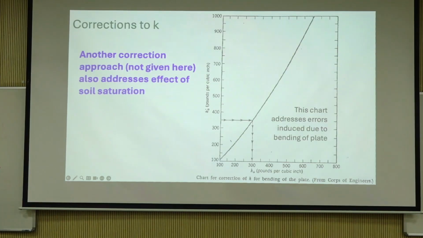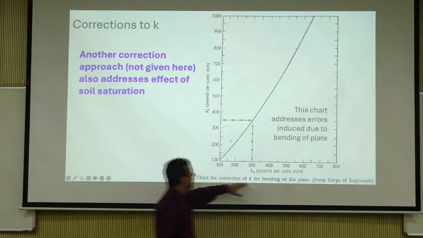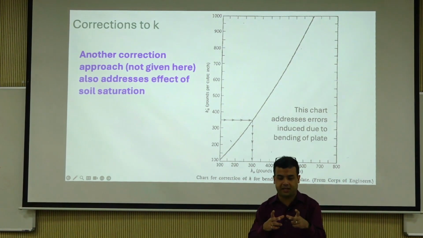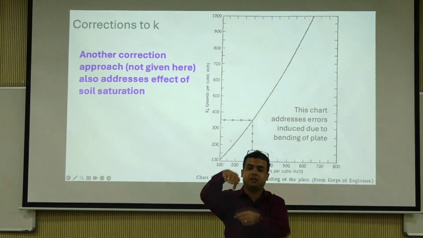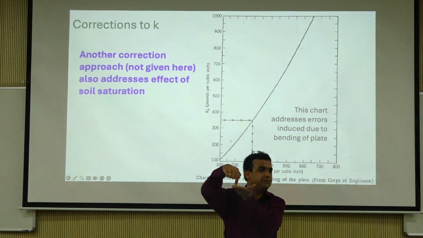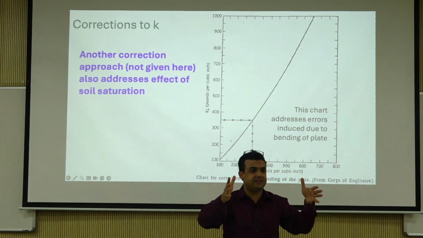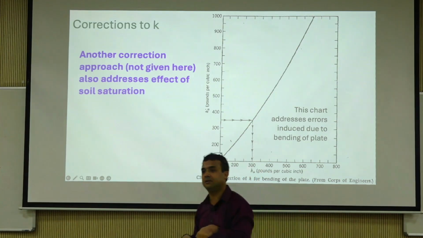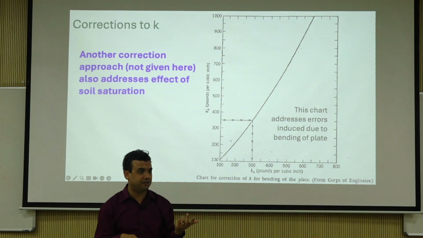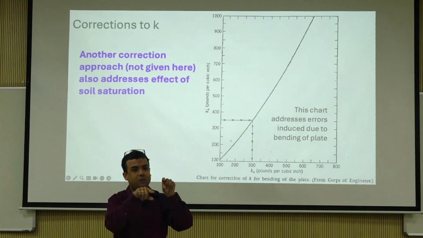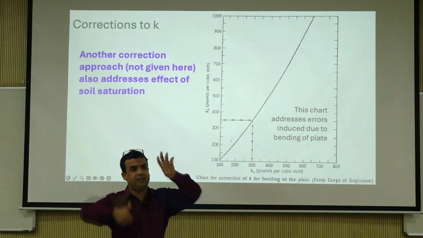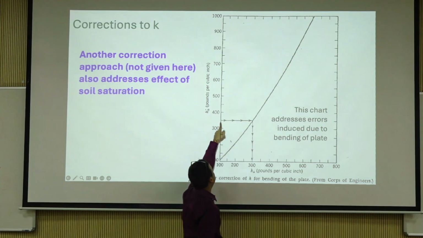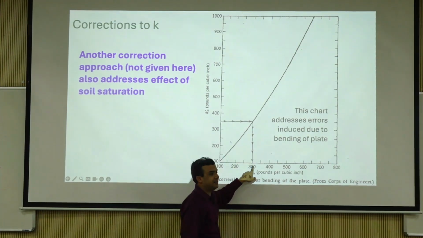There are some corrections. This is a correction for bending of the plate that I like to show. So think about it this way. If you have seen a plate load test, you're measuring the deflection on the circumference, right? So if the plate bends, will you record a greater deflection or a lower deflection? Lower deflection, right? So your K will be artificially higher. So you have to do a correction where you are going from say 350 to something like 300.